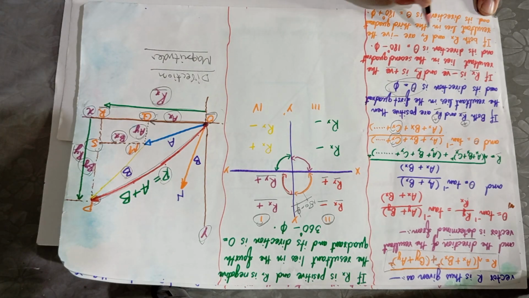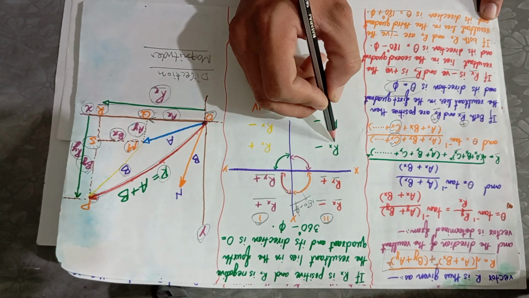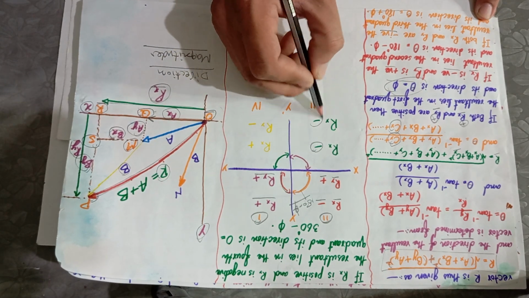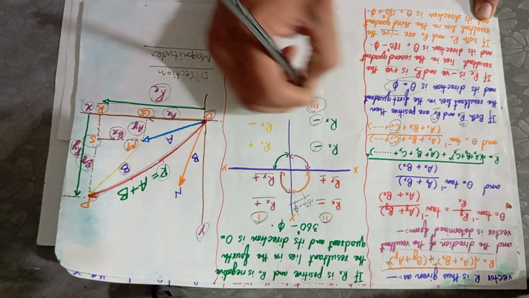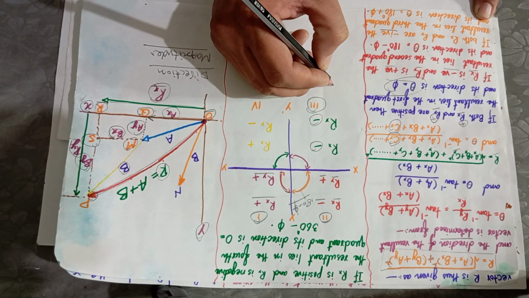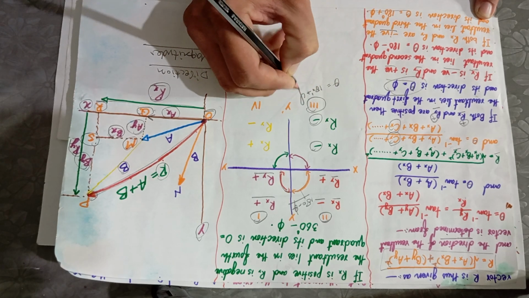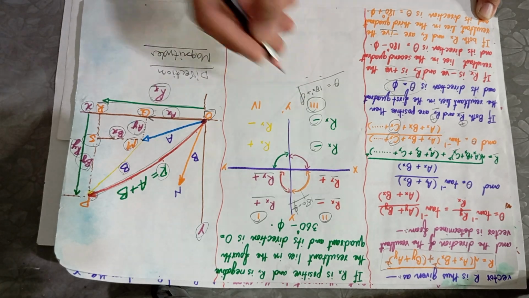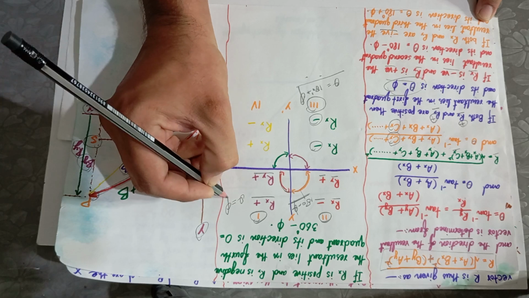If both Rx and Ry are negative, then the resultant lies in the third quadrant and its direction is this. Third quadrant: Rx negative, Ry negative, this lies in the third quadrant, and the direction of this component will be equal to 180 plus θ. This one direction is this and this one direction is this.